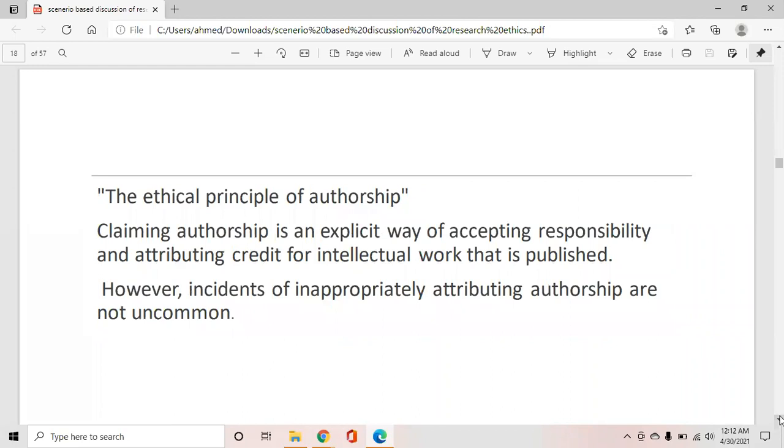Ethical principle of authorship. Claiming authorship is an explicit way of accepting responsibility and attributing credit for intellectual work that is published. However, incidents of inappropriately attributing authorship are not uncommon.